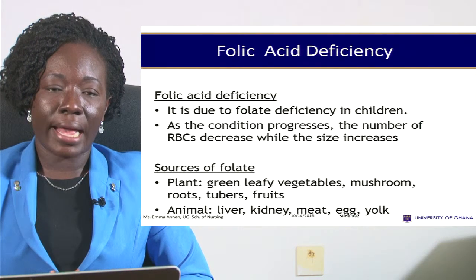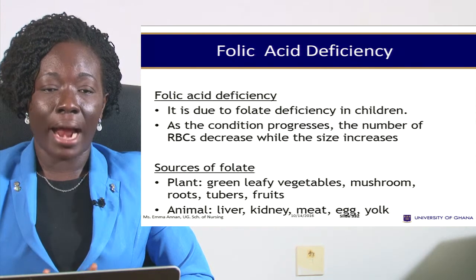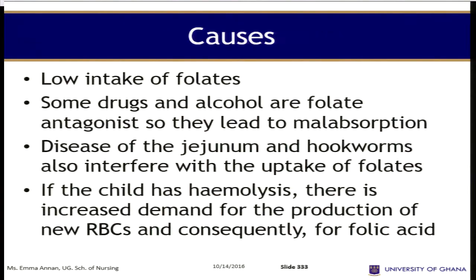Sources of folate, you can get it from plants such as green leafy vegetables. You can get it from animals such as liver, kidney, meat, and egg yolk. So the cause is mainly low intake of folate. Some drugs can also lead to malabsorption, as well as alcohol. Disease of the jejunum and hookworm may also interfere. If the child is hemolyzing, there is an increased demand for production of new red blood cells and consequently for folic acid.